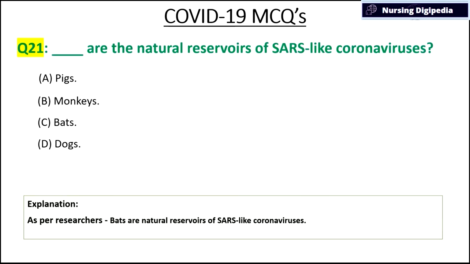Question 21. Dash are the natural reservoirs of SARS-like coronaviruses? A. Pigs, B. Monkeys, C. Bats, D. Dogs. And the answer is C. As per researchers, bats are natural reservoirs of SARS-like coronaviruses.